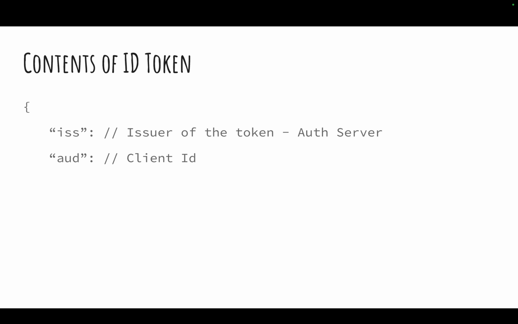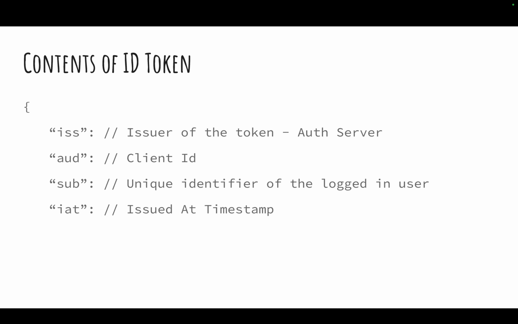Now let's see what the contents of the ID token are. The first is the issuer of the token, which will be the authorization server itself. The second is audience. We have already seen that the ID token is intended to be used by the client, so the audience will be the client ID. Then we have subject, which is the unique identifier of the user who is logged in or who authorized the application. Generally the subject will be the username or user ID or something like that. Then we have iat, which is the issued at timestamp, that is, when we issued the ID token to the client.